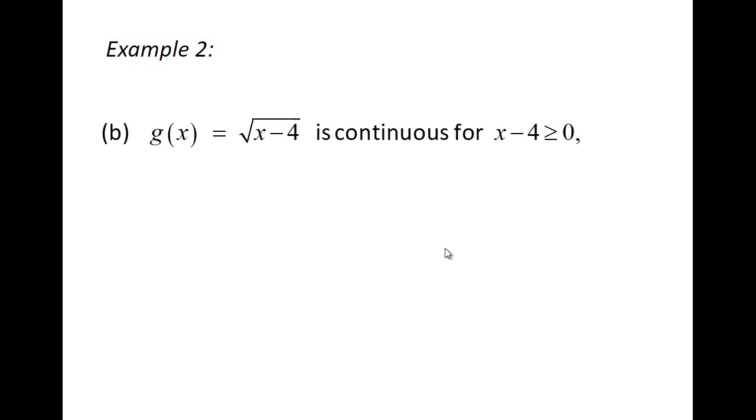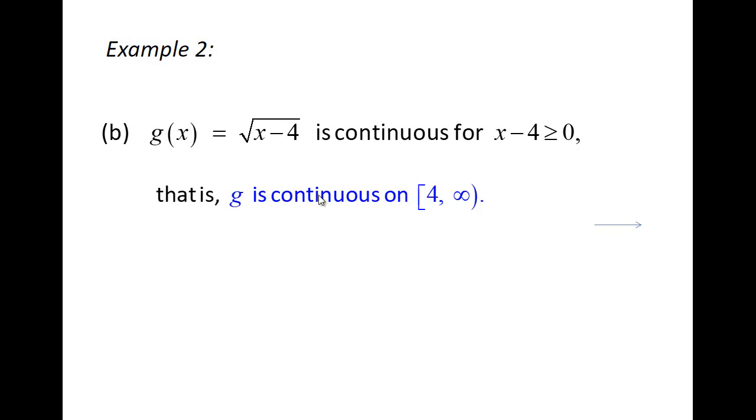G of x is the root of x minus 2, and the facts that we presented earlier tell us that this is an even root, so this even root would be continuous wherever the quantity inside is continuous and positive. Well, the quantity inside is continuous everywhere because it's a polynomial, but let's see where it is positive though. It is positive only when x is bigger than 4.